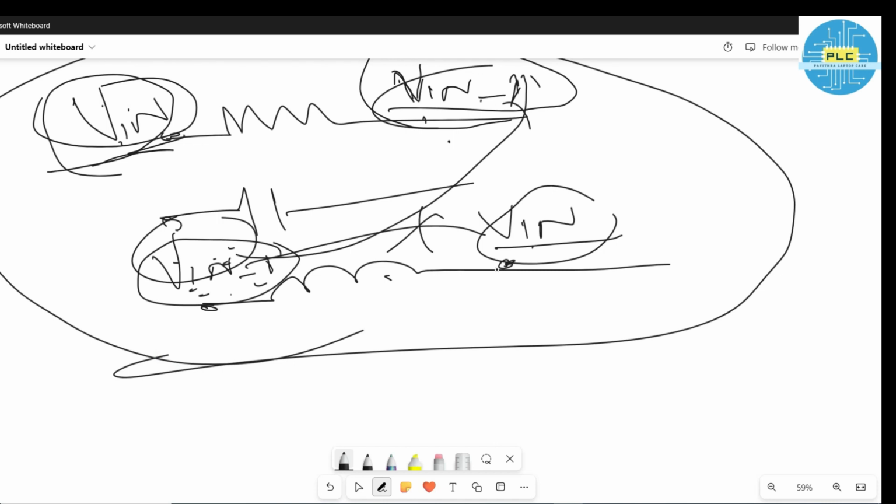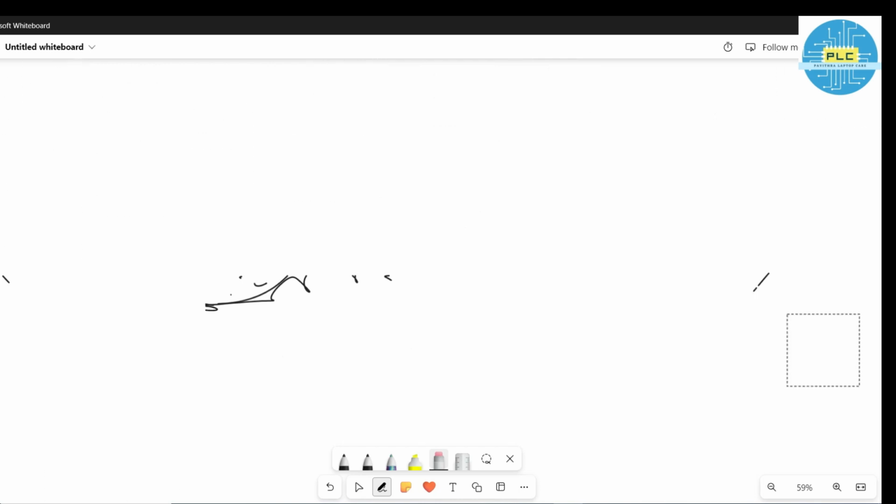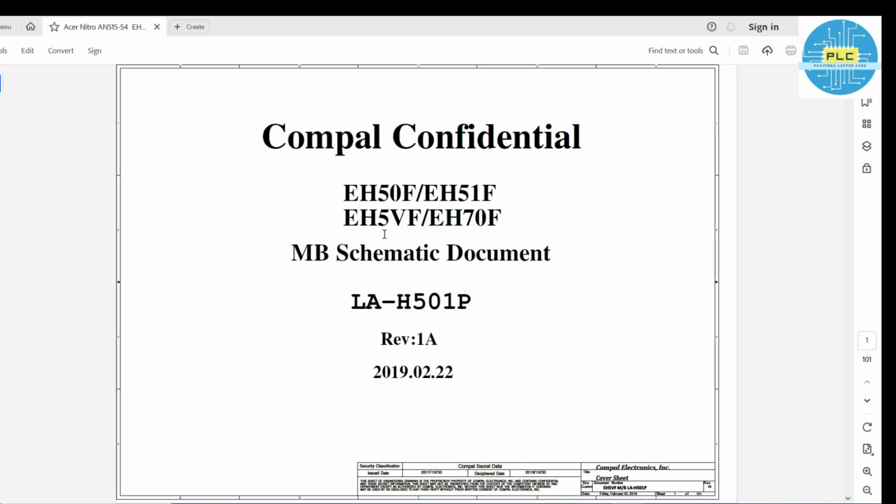Okay, got my point? Now I will open a schematic and I will explain how to identify a load and what it gives. Okay, directly I will open a schematic. See, just check that note I told you. In the note, the LA-H501P is the motherboard model number.